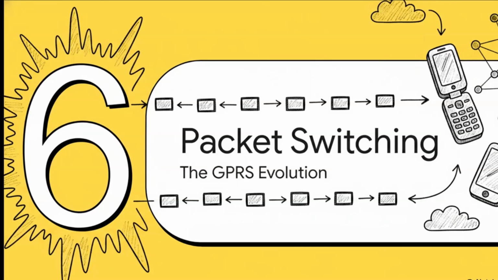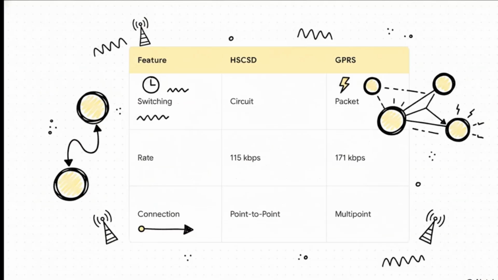Finally, Section 6. Evolution to packet switching. How did this voice network adapt to the internet? Those early digital networks used circuit switching. When you made a call, a dedicated point-to-point connection was locked down just for you. But honestly, that's incredibly inefficient for internet data, which comes in quick, unpredictable bursts. So the leap to 2.5G required a massive shift from circuit switching, known as HSCSD, to shared packet switching, known as GPRS.